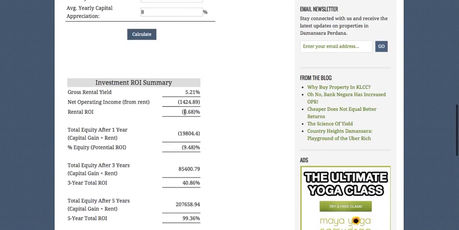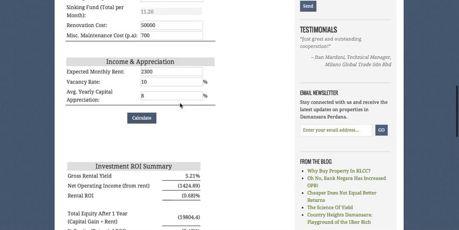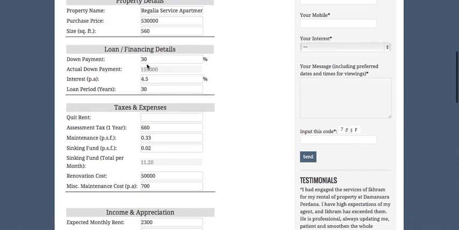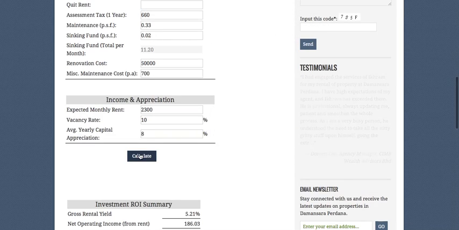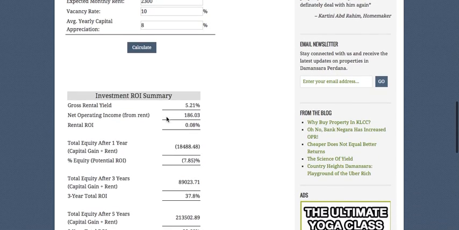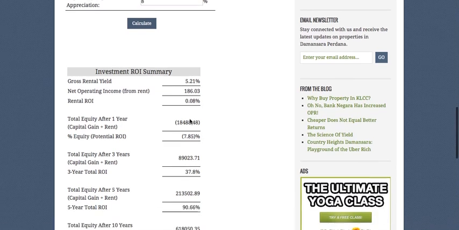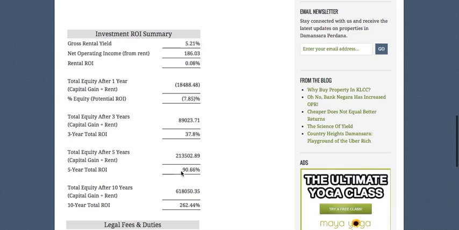Now I can play around with this calculator a little. Let's assume I want to make sure that my net operating income is positive. What I could do is I could perhaps increase my down payment to 35%, and let's recalculate. Now you see, after increasing my down payment, my net income every year is 186 ringgit. That's positive. So I'm not losing any money on my cash flow. But this would affect my ROI. So instead of making a near 100% return on investment in 5 years, I'm making 90%.